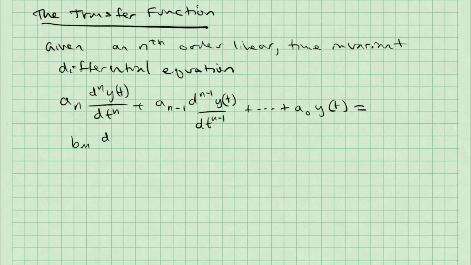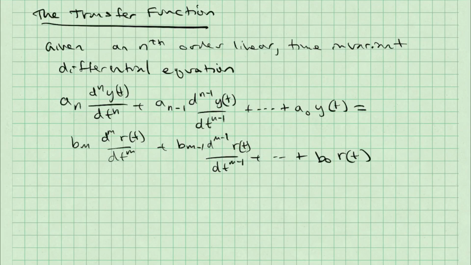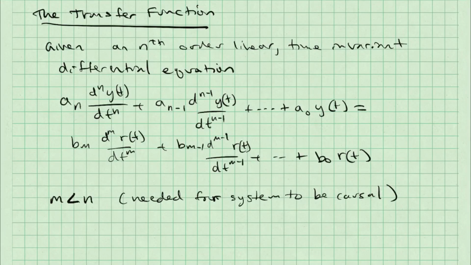Y of t represents the output of my system. On the other side of this equation, I have b sub m multiplied by the mth derivative of r of t with respect to t, where r of t is the input, plus a sum of decreasing derivatives with coefficients. I'm going to assume that m is less than n, which is needed for the system to be causal. It makes the system strictly proper.